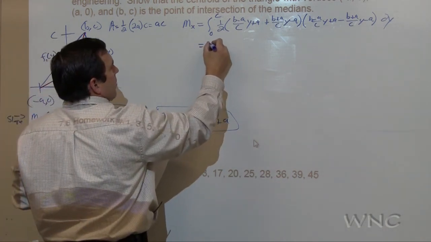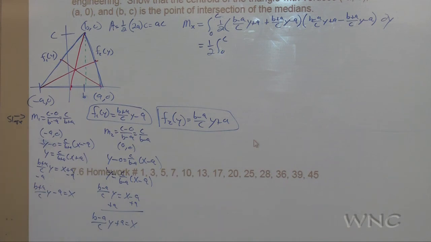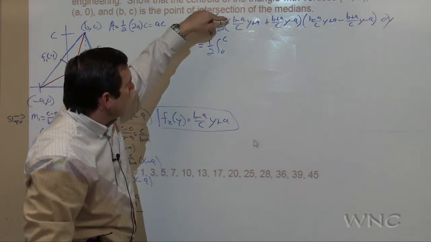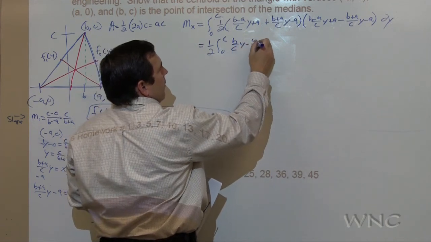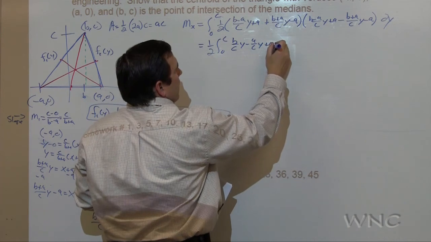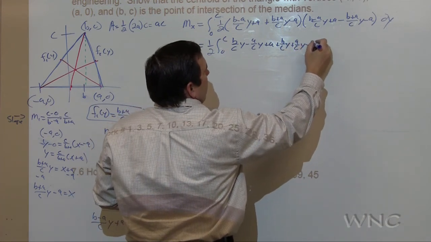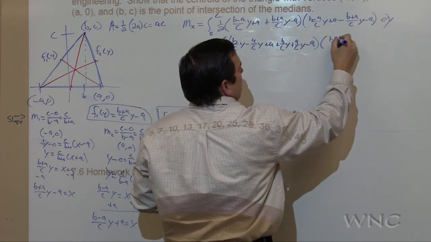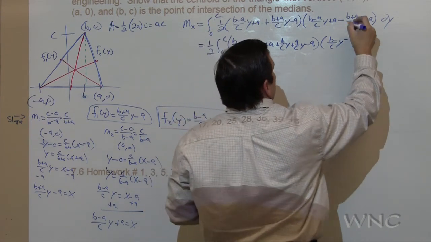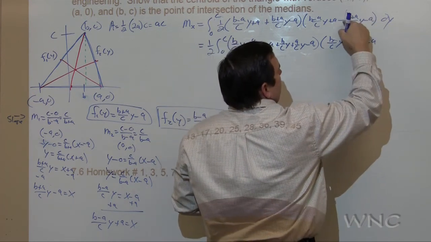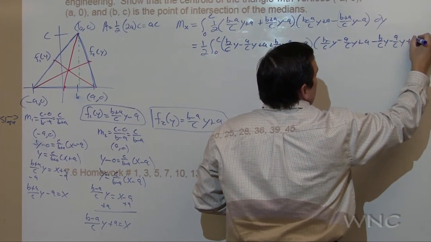Let's work this out a little bit. Pull the 1/2 out front. And we're going to go with lambda of just 1, so we don't have to worry about that too much. Okay, let's see what we have here. This is B over C times Y minus A over C times Y plus A plus B over C times Y plus A over C times Y minus A times B over C times Y minus A over C times Y plus A, and this should be distributed as negative. And then we have a minus B over C times Y minus A over C times Y plus A, because of the double negative.